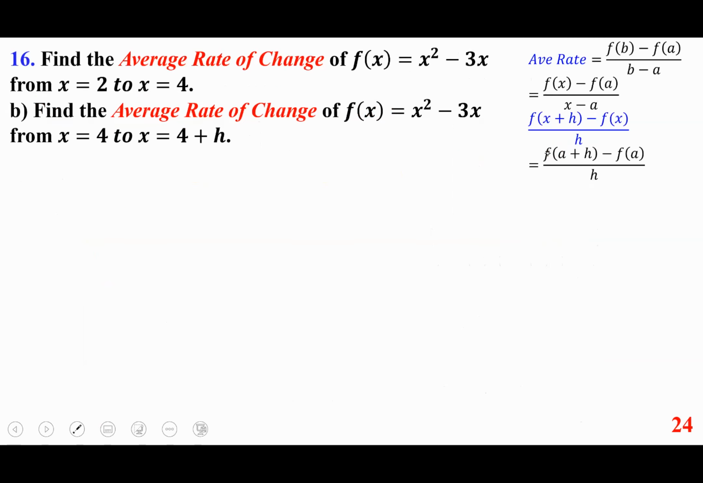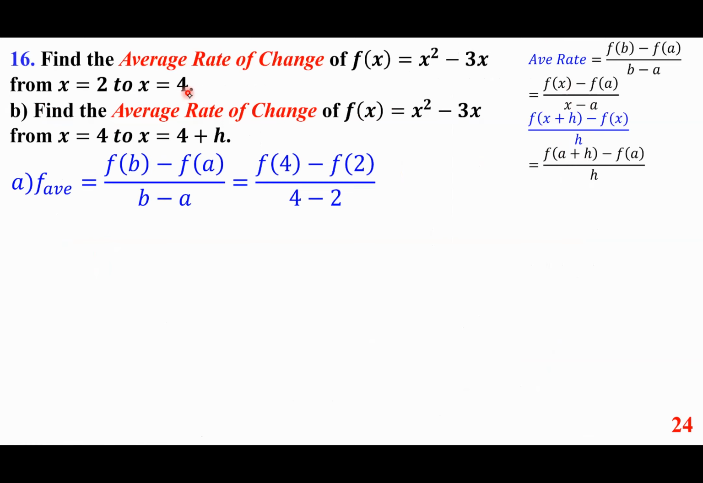And so find the average rate of change for this function from 2 to 4, and then from 4 to 4 plus h. Simply put, it means f of b minus f of a over b minus a, or there are different ways of writing. I mean, in this case would be f of 4 minus f of 2 over 4 minus 2.